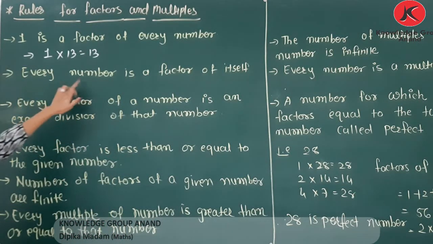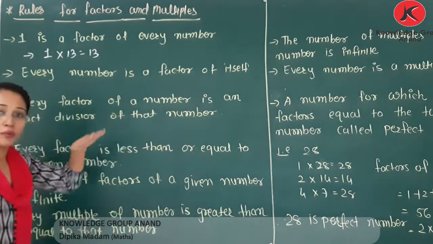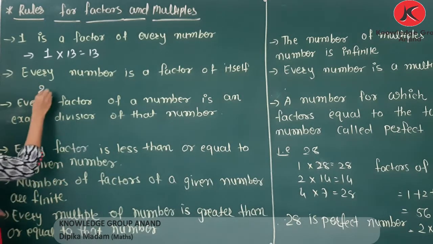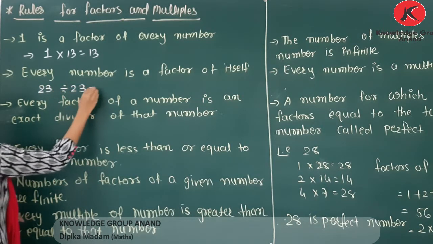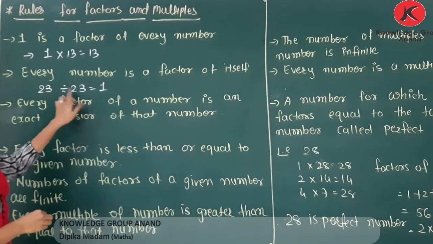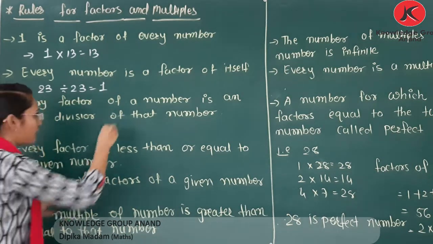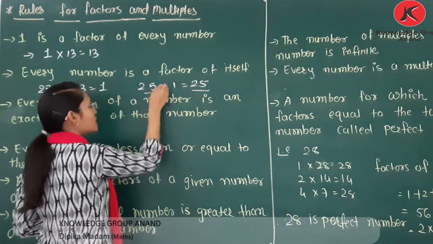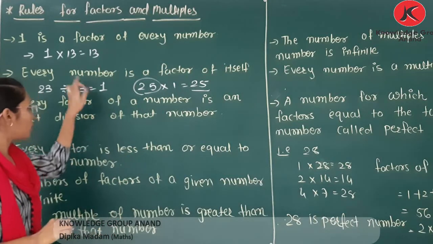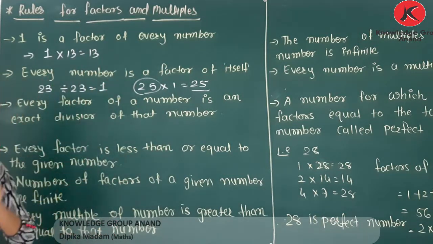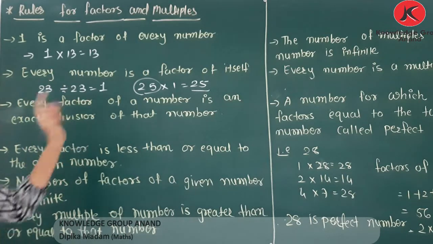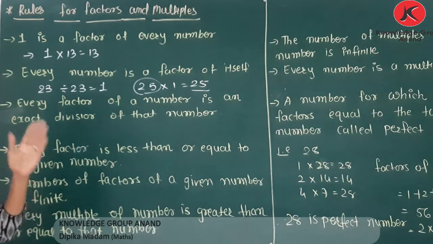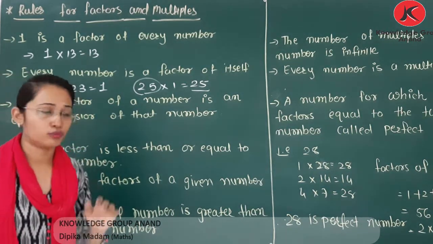Second is every number is a factor of itself. Now if I give you any number, it is divisible by itself. For example, it is 23. It is divisible by 23 and remainder is 0. So 23 is a factor of 23. Or you can write 25 multiply 1. So 25 is divisible by 25. So two rules are that 1 is a factor of every number and every number is a factor of itself. Means two factors of any number we now know: 1 and the number itself.